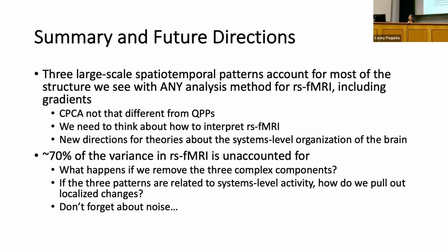So that's kind of the pluses. That's what we've found. What don't we know? Well, even though these three patterns account for about two-thirds of the functional connectivity, they only account for about a third of the variance. And so that's 70% of the variance in the resting state fMRI that we still don't understand.